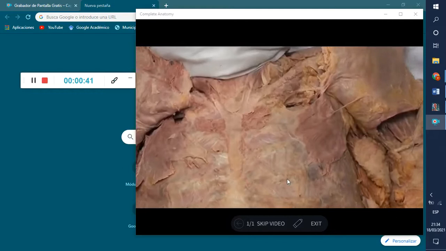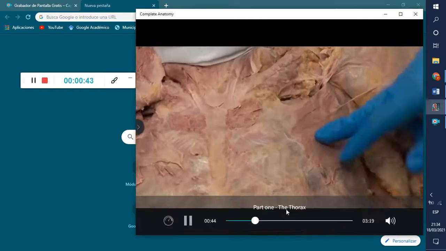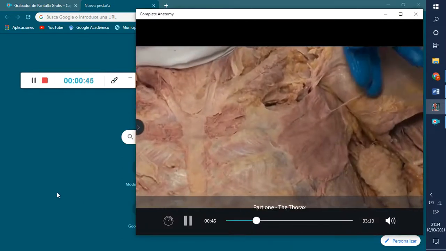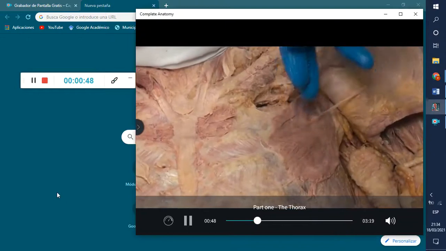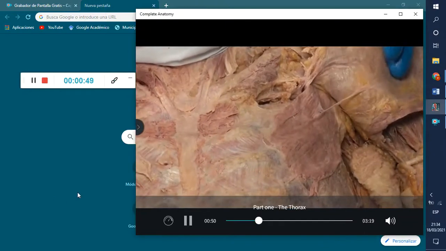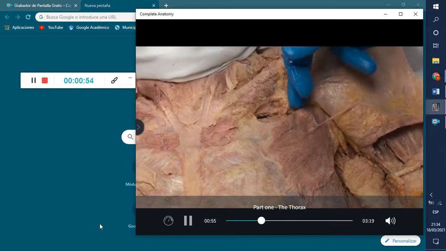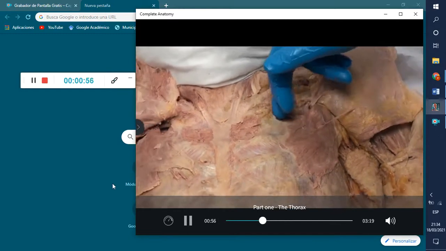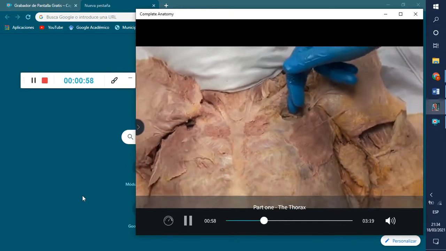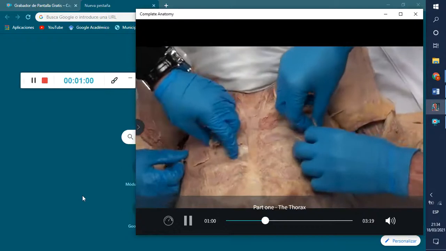Deep to pec major is pec minor. The medial pectoral nerve is visualized here, innervating pec minor as well as pec major. The pectoral branch of the thoracoacromial trunk is seen here, and the thoracoacromial trunk stems from the axillary artery. I will now reflect pectoralis minor.